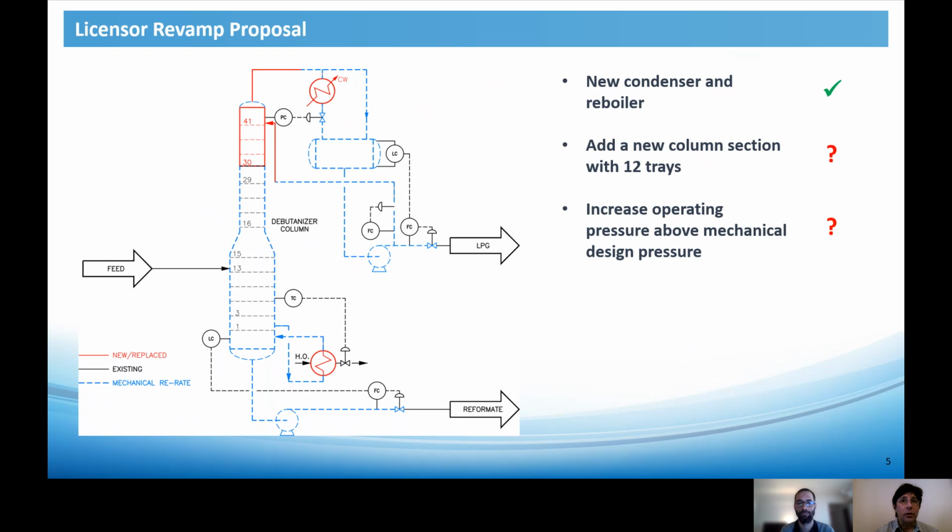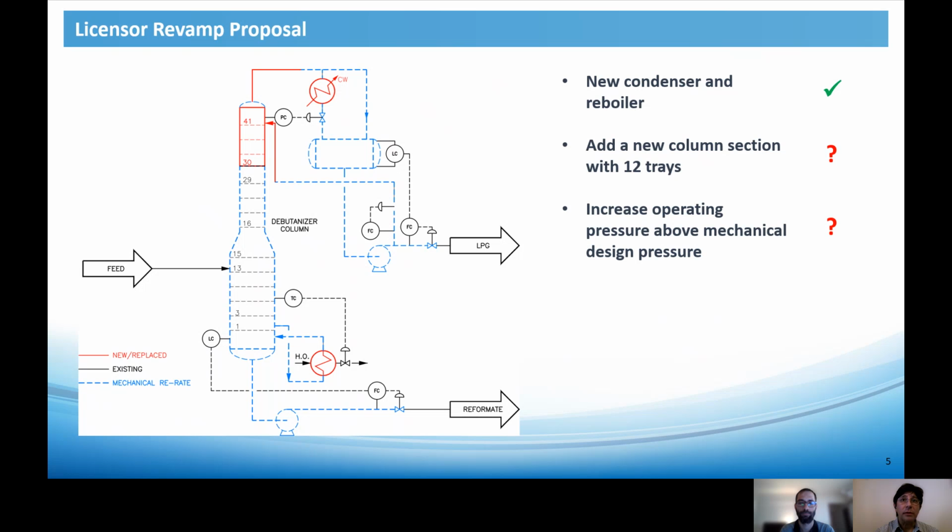In addition, in order to be able to condense the top product with cooling tower water and at the same time solve the problem of column flooding due to the higher internal flows, a new operating pressure that slightly exceeded the original mechanical design pressure was proposed.